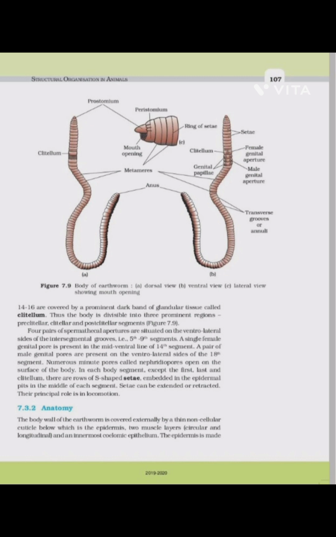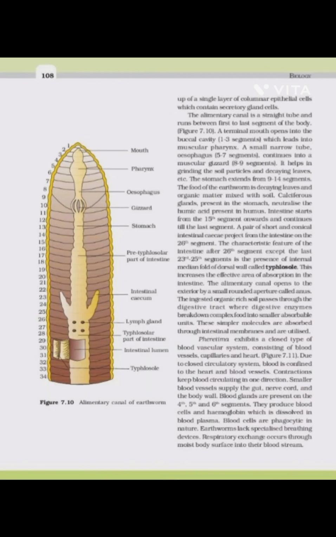Anatomy. The body wall of the earthworm is covered externally by a thin non-cellular cuticle, below which is the epidermis, two muscle layers, circular and longitudinal, and the innermost coelomic epithelium. The epidermis is made up of a single layer of columnar epithelium cells which contain secretory gland cells. The alimentary canal is a straight tube and runs between the first to the last segments of the body. A terminal mouth opens into the buccal cavity, 1 to 3 segments, which leads into the muscular pharynx. A small narrow tube, esophagus, 5 to 7 segments, continues into the muscular gizzard, 8 to 9 segments.